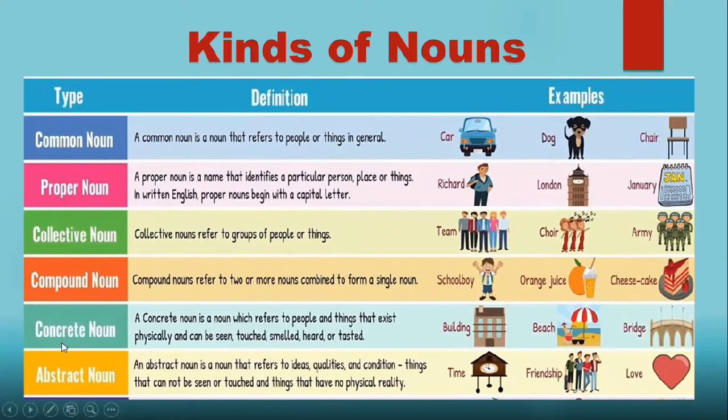Okay, so the next one, concrete nouns. A concrete noun is a noun which refers to people and things that exist physically and can be seen, touched, smelled, heard, or tasted. For example, a building. Now, a concrete noun is actually a noun that can be seen and touched, and it actually exists. It is not something that does not exist, like a building. I can touch a building. A beach. I can go to a beach. A bridge. What other concrete nouns can you think of?